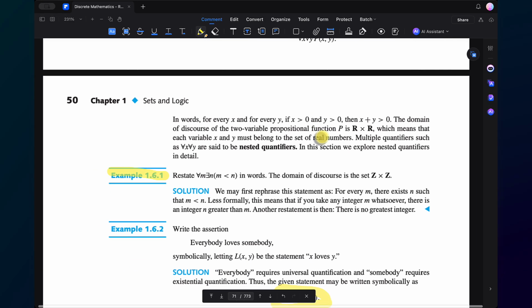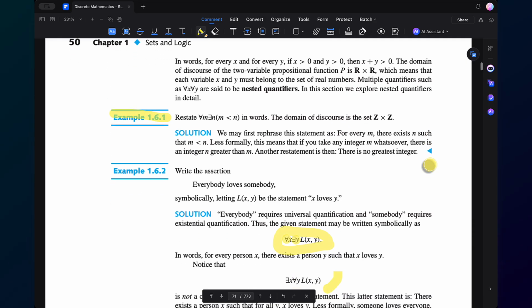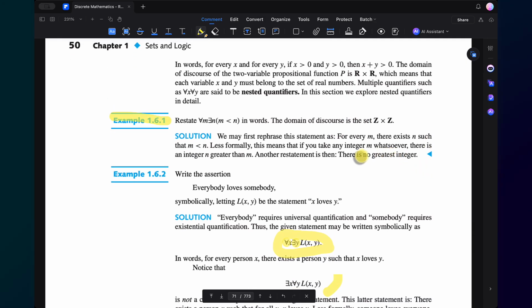Let's go through some examples. Example 1.6.1 says: restate "for every m there exists an n such that m is less than n" in words. The domain of discourse here is the set Z cross Z, and the solution would be basically what I just said: for every m there exists an n such that m is less than n. Less formally, this means that if you take an m whatsoever, any m, then there is an integer n greater than m, period.